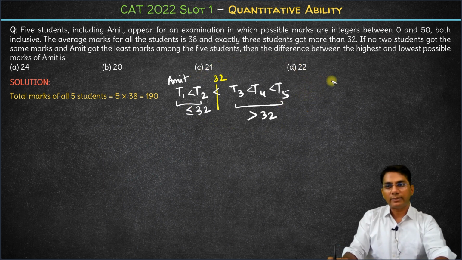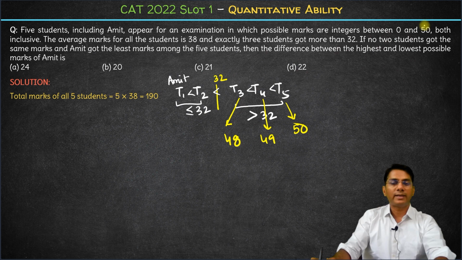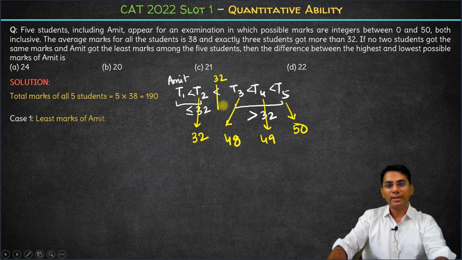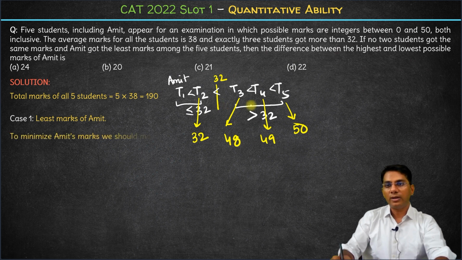Now what can be the maximum possible marks of these 3 students? The maximum marks for one can be 50, for another 49, and for the third 48, since the maximum marks are 50 and all of them need to get distinct marks. Similarly, what can be the maximum marks of T2? These two got less than or equal to 32, so the maximum of T2 will be 32. So these are the possible maximum marks for the other 4 students.